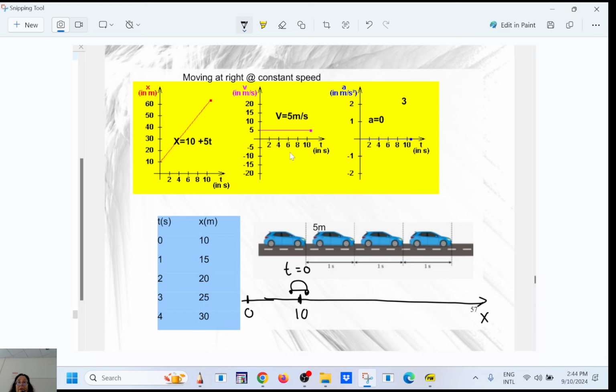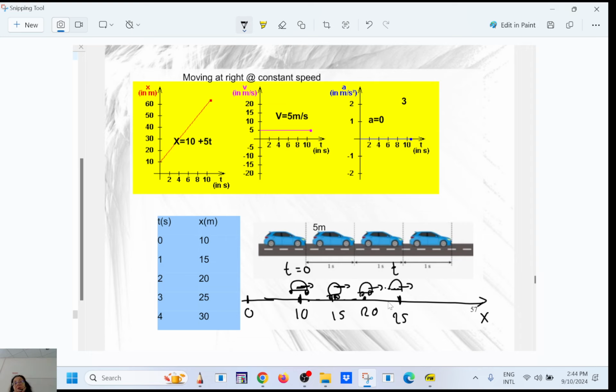Okay. After 1 second, where do you think it's going to be? 15. Very good. Do you all agree? Yeah. And that the car was already moving and the speed is constant. So after another second, it's going to be at 20, moving at a constant speed. And then it's going to be at 25. And the time is t.